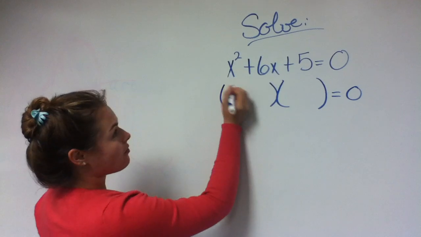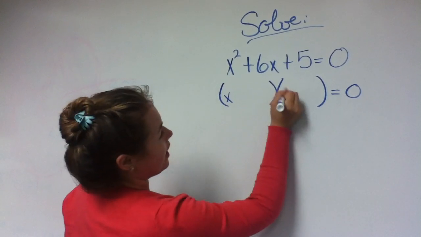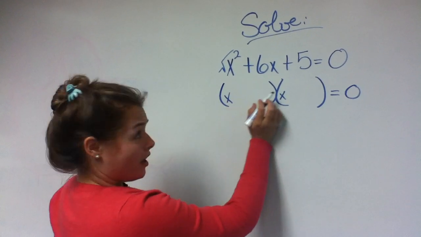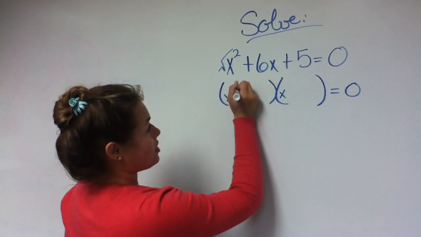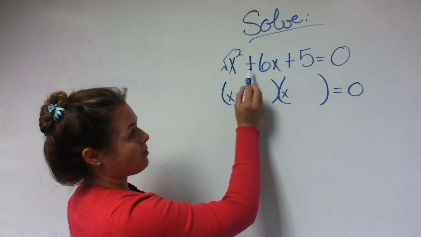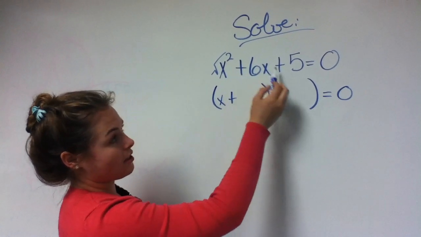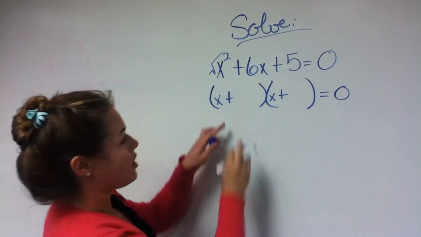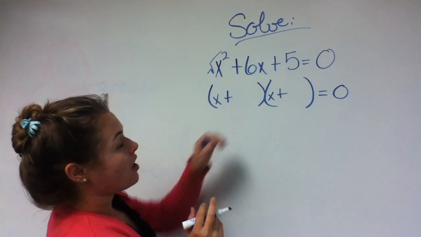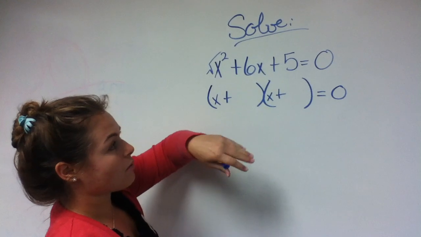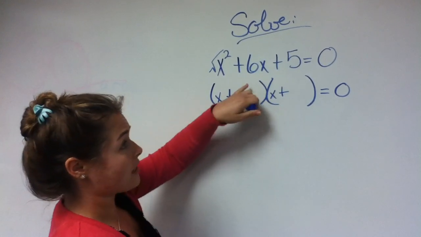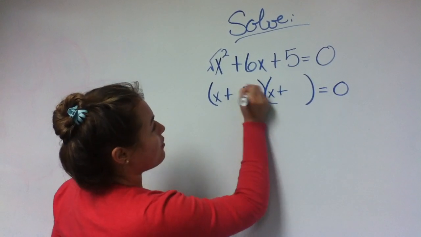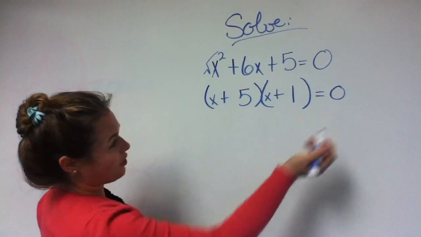Factoring this would be x and x, because you take the square root of x squared. So there's 1x there and 1x there. Then you bring down your sign, which is addition, and you multiply the two signs together: plus and plus, positive times positive equals positive. So what factors multiply to make 5 but add to make 6? In this case, it's 5 and 1. So 5 would go here and 1 would go here.